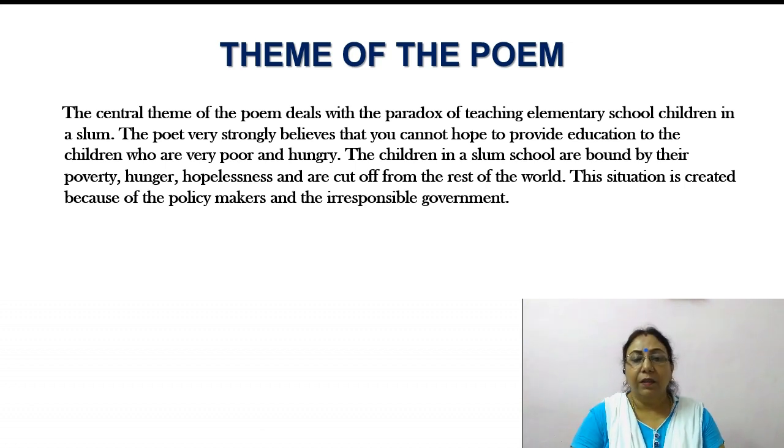Let us also see the theme of the poem. The central theme of the poem deals with the paradox of teaching elementary school children in a slum. The poet very strongly believes that you cannot hope to provide education to children who are very poor and hungry. The children in a slum school are bound by their poverty, hunger, hopelessness, and are cut off from the rest of the world. This situation is created because of the policymakers and the irresponsible government and its officials.